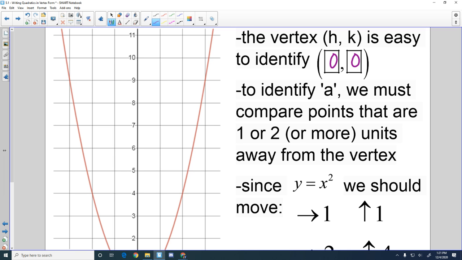Remember, to write the equation, we need 3 things, A, H, and K. You've already got 2 of those. You already know H, and you already know K. Wasn't that easy?